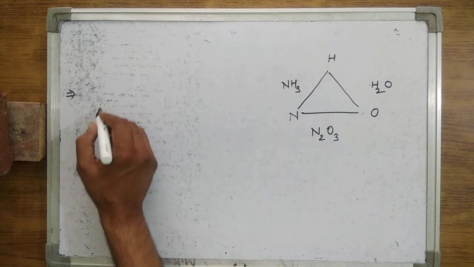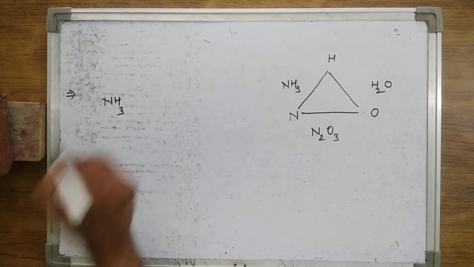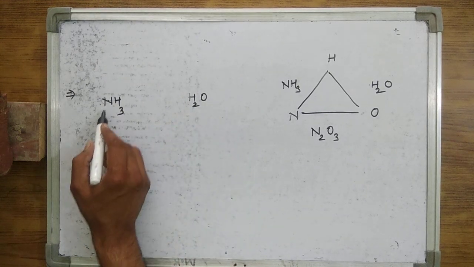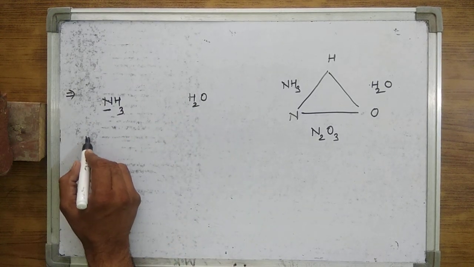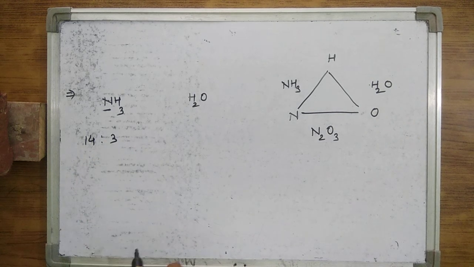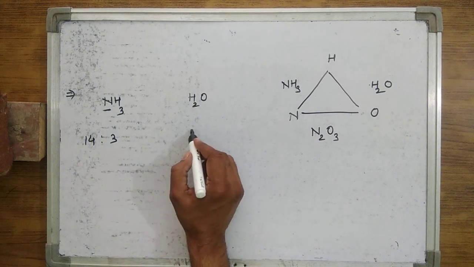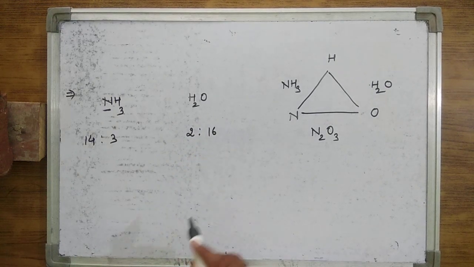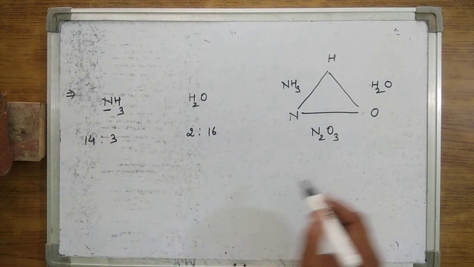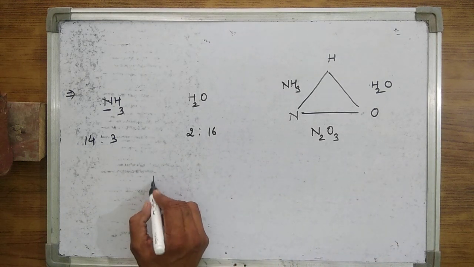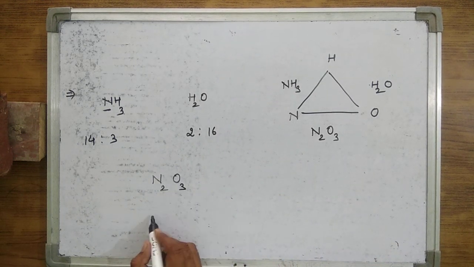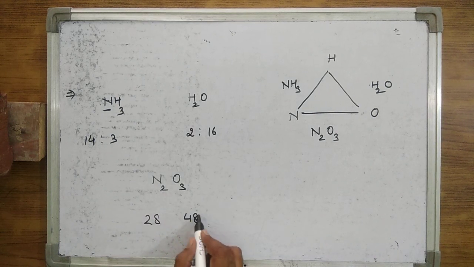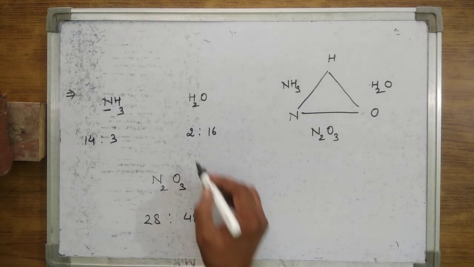Nitrogen combined with hydrogen to form ammonia. Oxygen combined with hydrogen to form water. Here 14 parts of nitrogen combined with 3 parts of hydrogen. Here 2 parts of hydrogen combined with 16 parts of oxygen. When they combine to each other, they form nitrogen trioxide. This is 28, this is 48. Now convert them into a simple ratio.